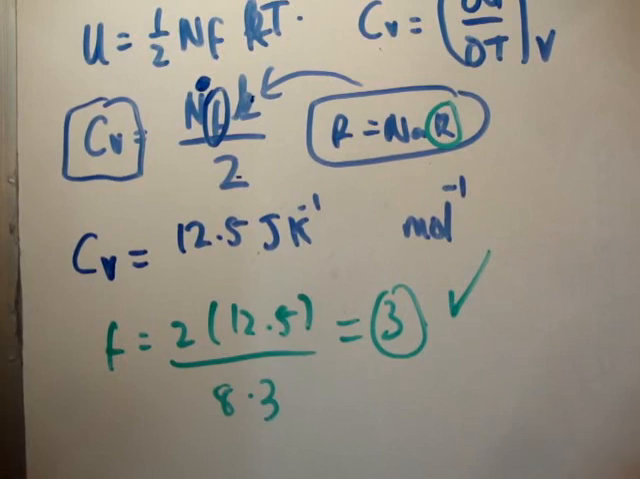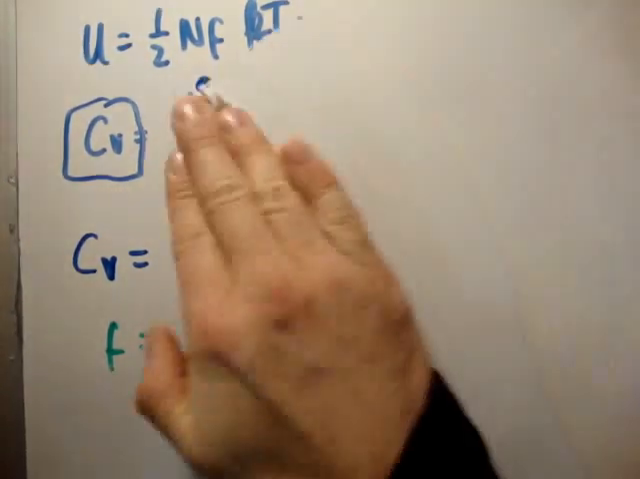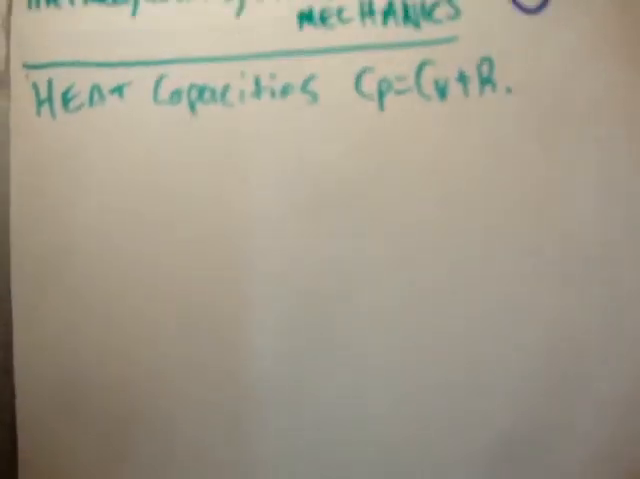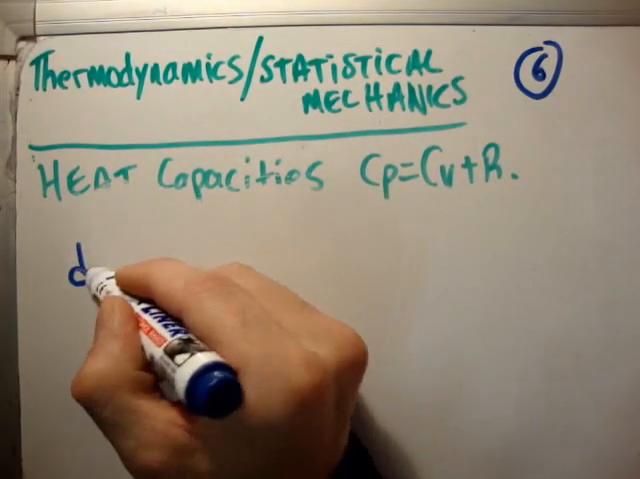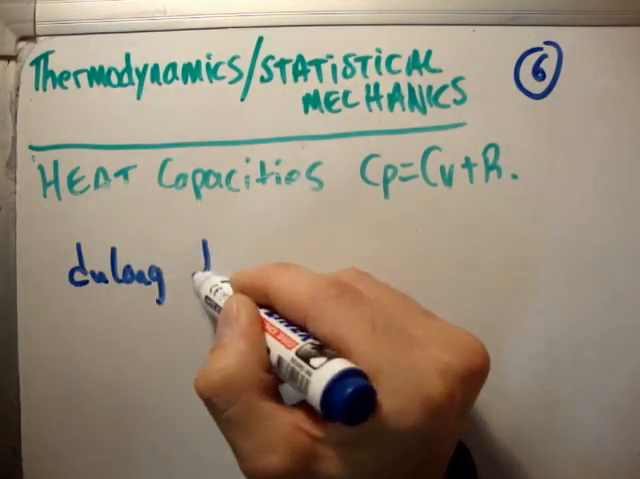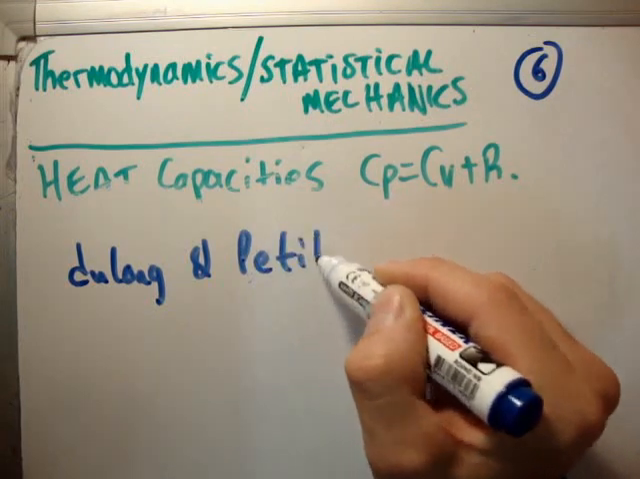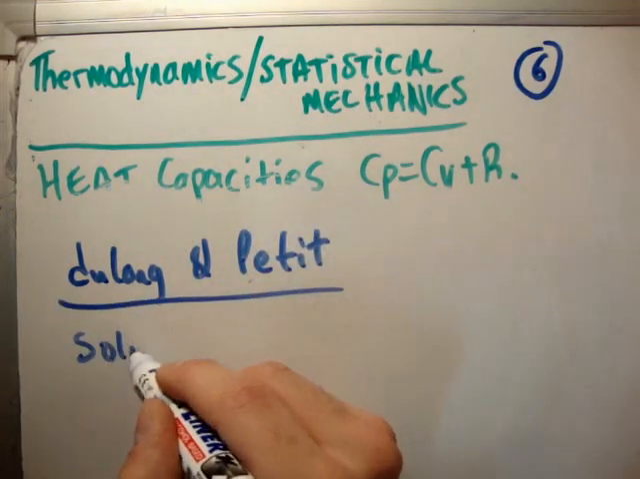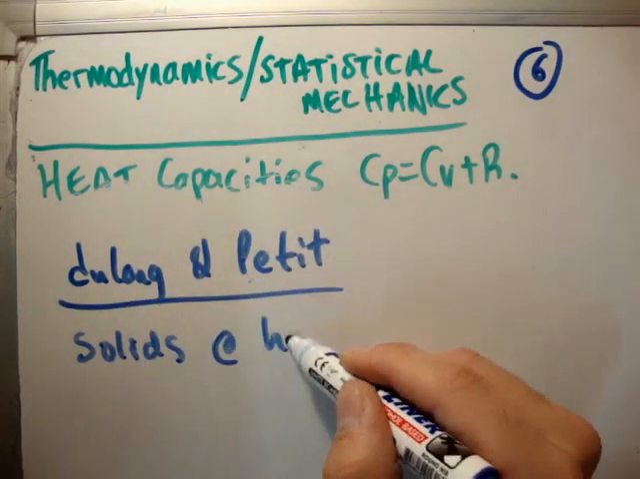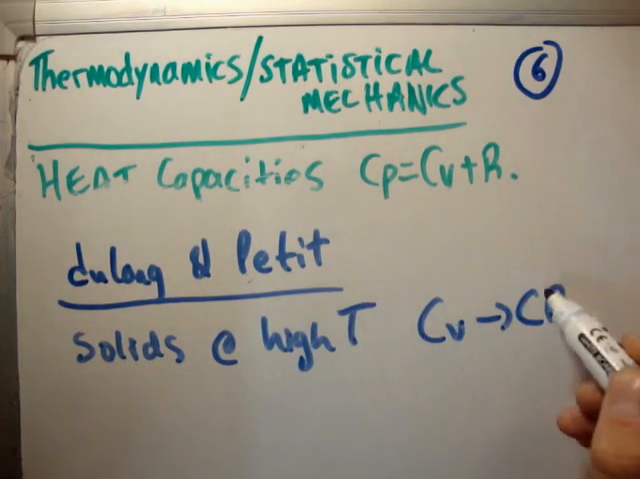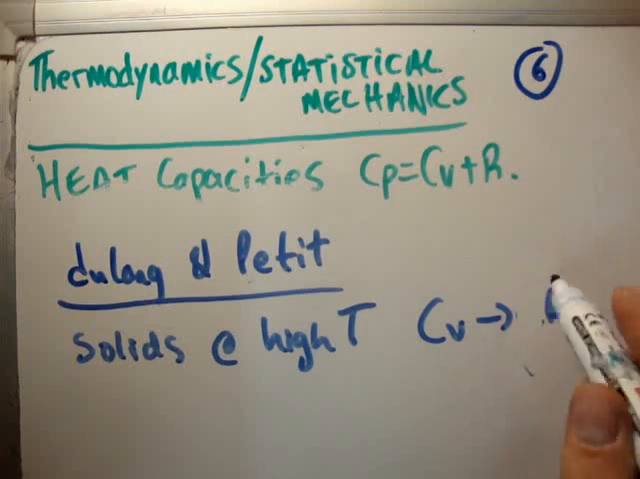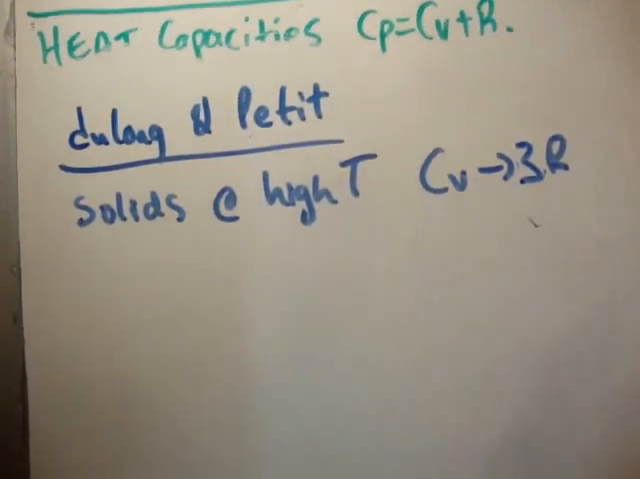So I'm saying this is a good way of measuring the number of degrees of freedom, by the heat capacity at constant volume. So the law of Dulong and Petit is the following. Solids at high temperature, CV goes to 3R. This is the law of Dulong and Petit.